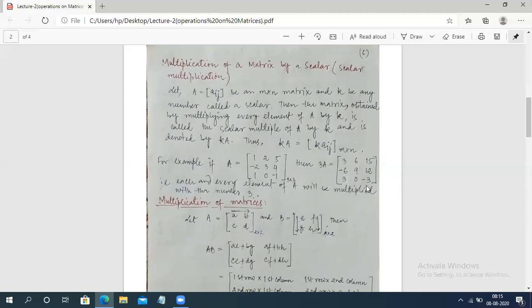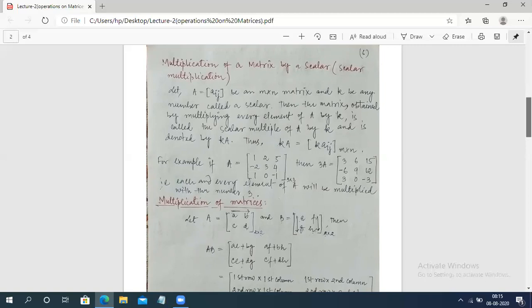So what we are doing in case of scalar multiplication, we are multiplying each and every element of A with the scalar quantity 3. So 3A will be a matrix of the same order as A. If it is 3 by 3 order, then 3A will again be a matrix of order 3 by 3. And we get this matrix 3A by multiplying each and every element of A by 3. Got it?